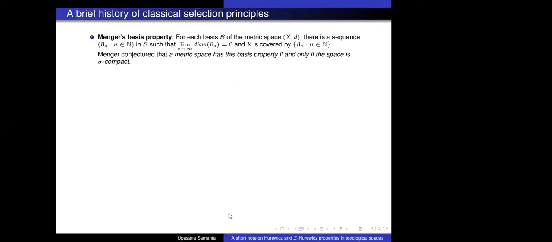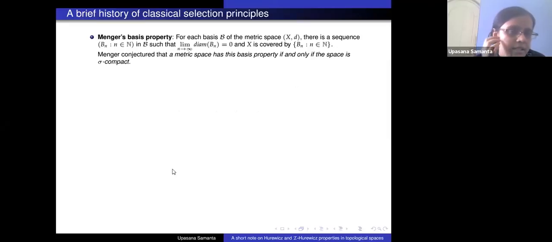Yes. Okay. Continue. Now, this is a brief history of the classical selection principles. Menger introduced a property in metric space, which is called Menger basis property. What is that? A metric space is said to have the Menger basis property if for each basis B of the metric space there is a sequence B_n in B such that its diameter tends to 0 and the space is covered by those B_n.